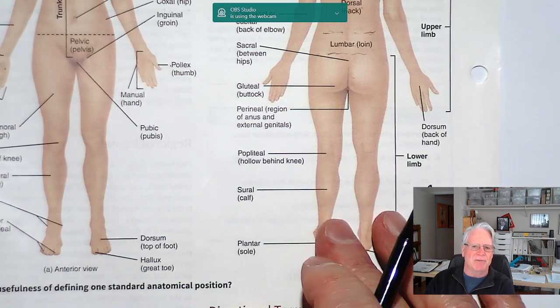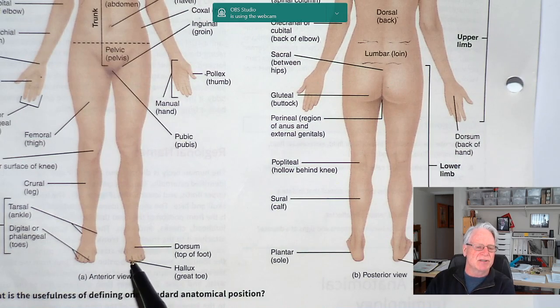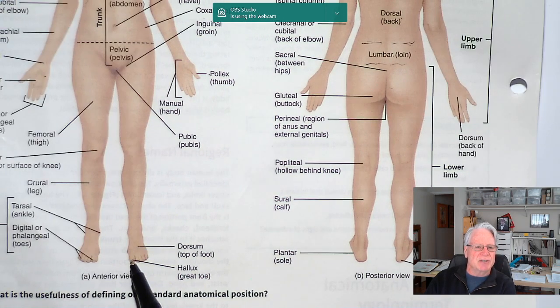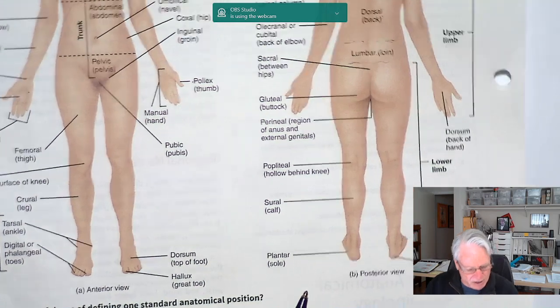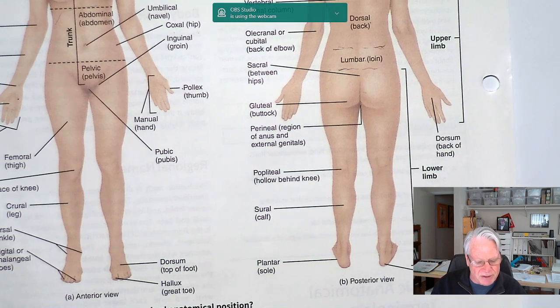Plantar is the bottom of the foot. So that's what you plant on the ground. That's the part of the foot that sits or comes into contact with the ground. That's the plantar. And then hallux is another fancy word describing the large toe. Okay. So all of those are body parts or regions that you should be familiar with.